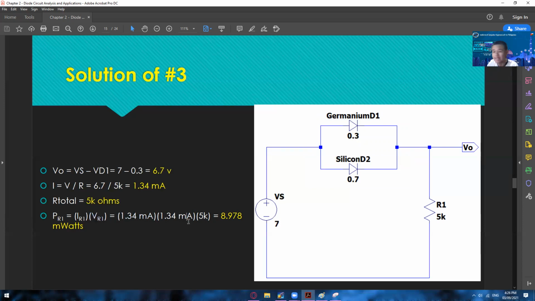And then how to get again the voltage across R1? It's I times R. That is why we have 1.34 milliamps right here, and then the value of R1. So 1.34 milliamps times 5K is equal to 6 point something. And then since we are getting the power, we have to use the value of VR1 times IR1 again. That is why we have 8.978 milliwatts. I thought this was a mistake, but it's not. This one is the VR1 itself, and this one is just the IR1.